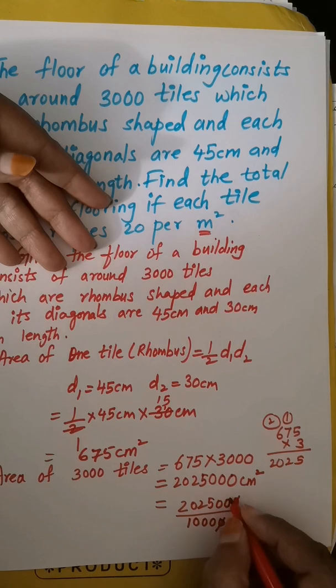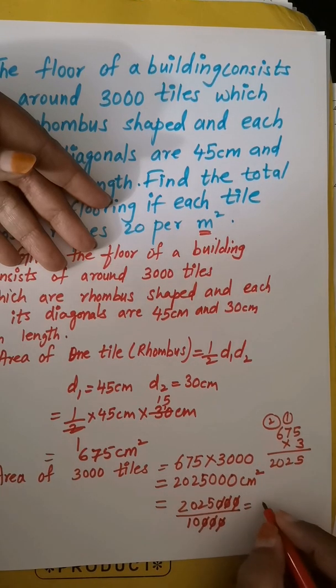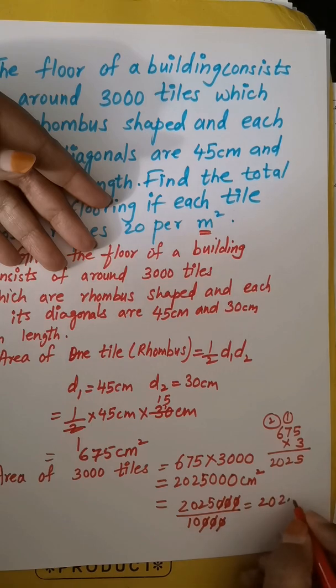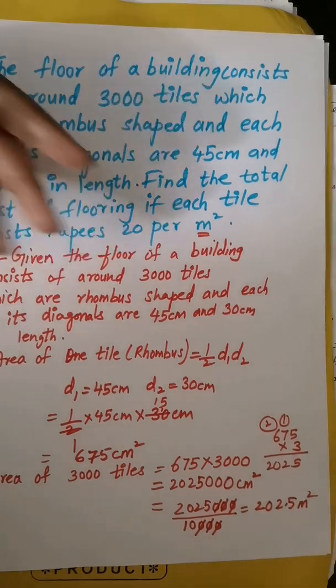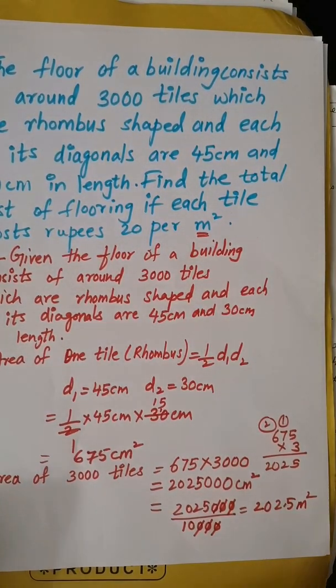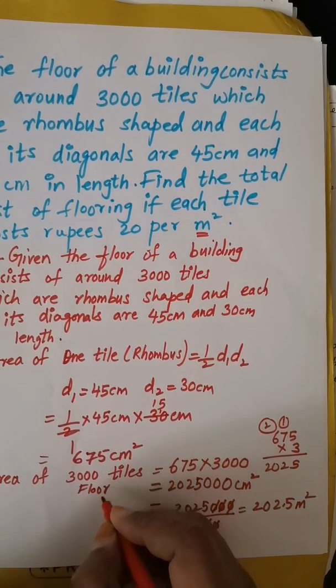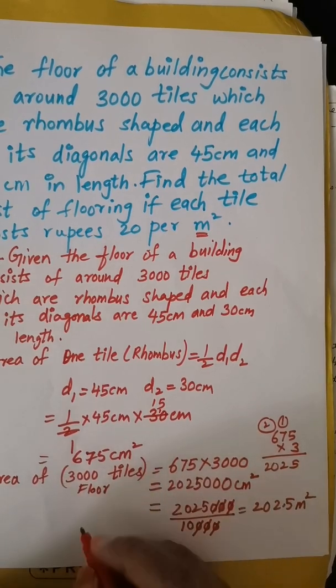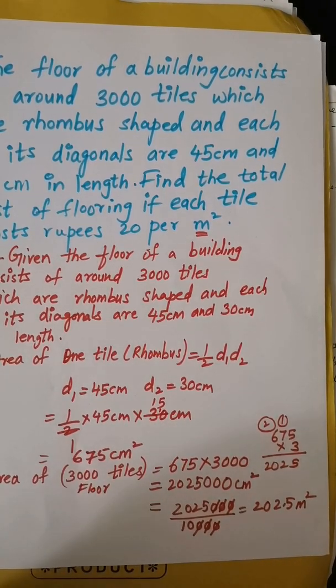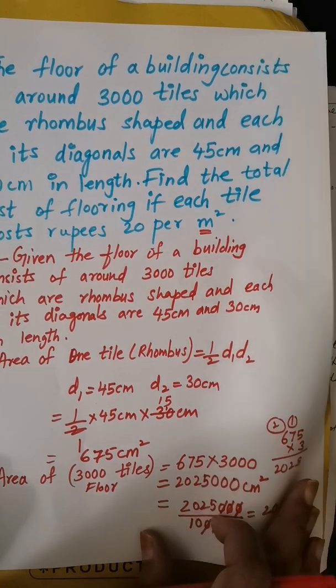This 0, this 0, this 0, this 0 cancels with the zeros of 10,000, so by 10 it will be 202.5 meter square. This is the area of 3000 tiles, that is, this is the area of the floor: 202.5 meter square.